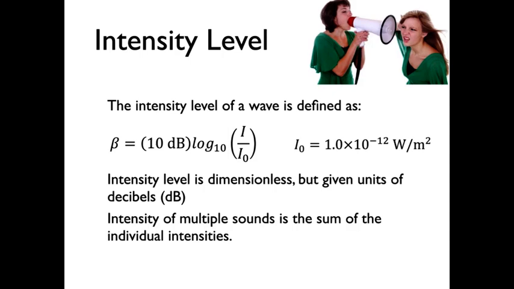One of the advantages of using this logarithmic scale is that if you have multiple sounds, the intensity of the multiple sounds is the sum of the individual intensities. So if you have a sound with an intensity level of 10 decibels and you put it together with another sound that has 10 decibels, the intensity of that together should be 20 decibels.